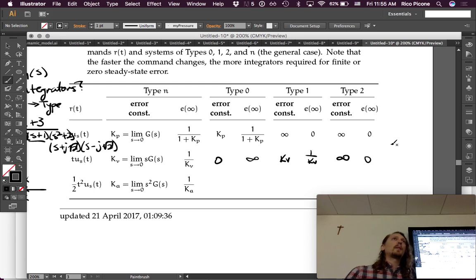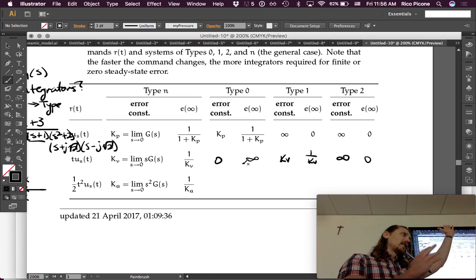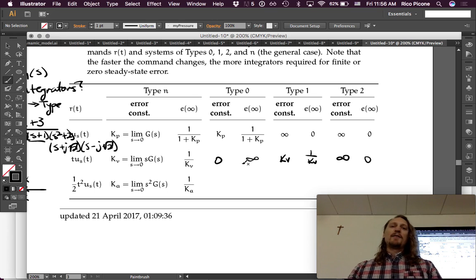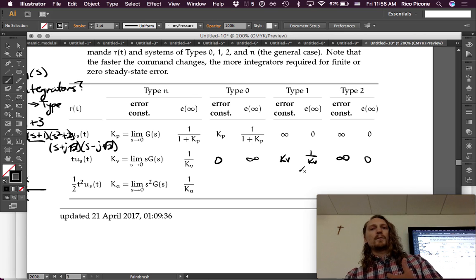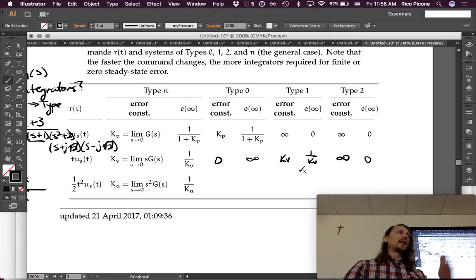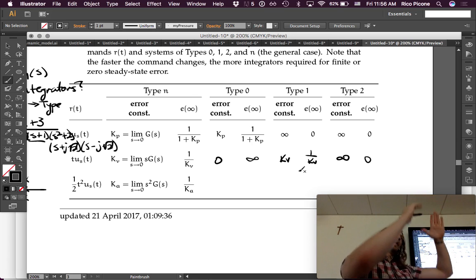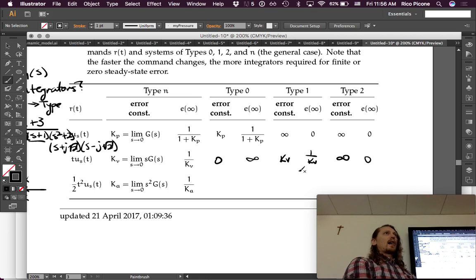So for a ramp command, you have to add an integrator in there to get to a finite steady state error. That means if you don't have an integrator in there and you want to follow a ramp, your steady state error is just going to diverge off to infinity, which is to say bad steady state error. If you have one integrator in there for a ramp, you can make it finite. So you won't be right at the ramp the whole way, but you'll have some offset that's finite. And if you want it to be 0, then you have to have 2 integrators.